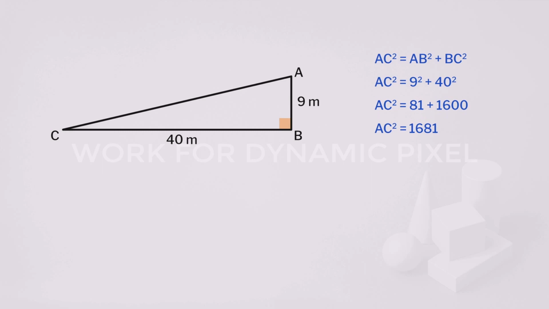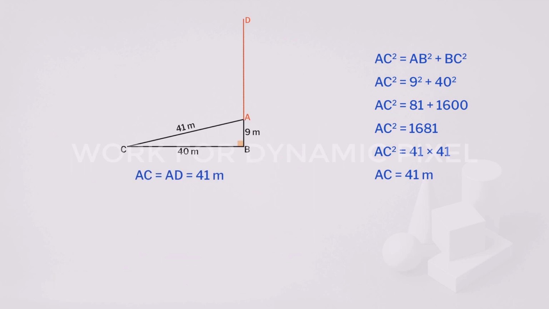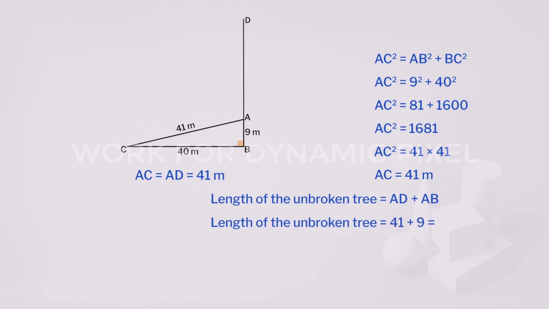1681. Now, using the prime factorization method, we can write 1681 equals 41 times 41. So, AC equals 41 meters. But this is the length of the broken part of the tree, that is AD. Now to find the full length of the tree, we add AD and AB. So, the full length of the tree was 50 meters.